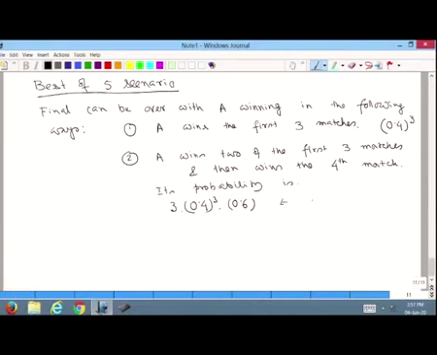because in the first 3 there are 3 possible ways that A wins 2 matches, which are W, W, L; W, L, W; and L, W, W. Each one of them is going to give you 0.4 whole square multiplied by 0.6, and this will be followed by a win by A, which is 0.4. Therefore, this is the probability of this happening.